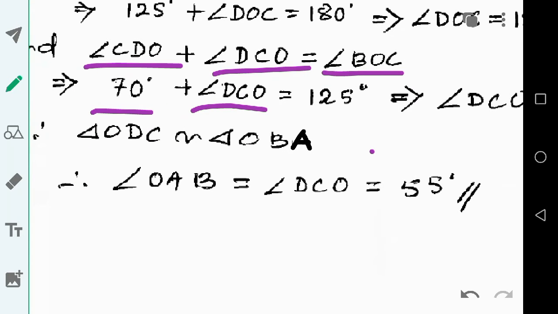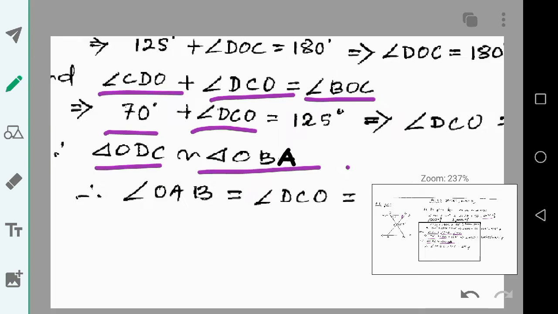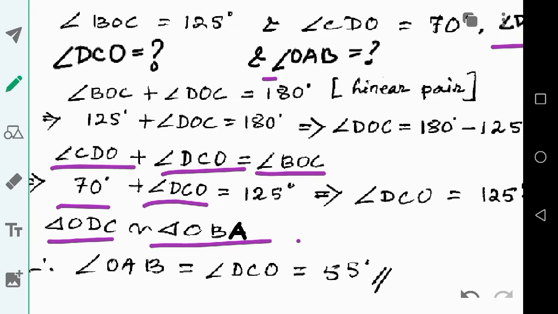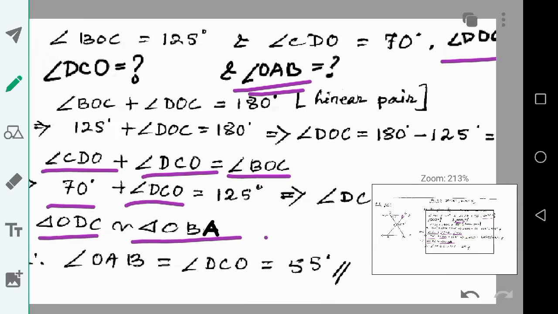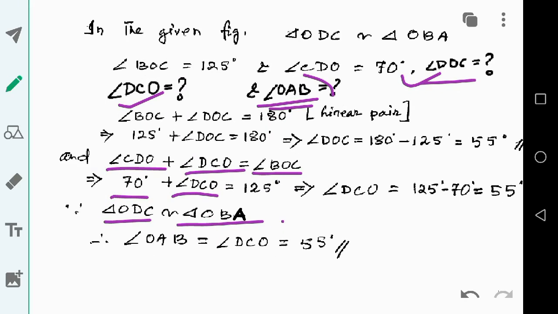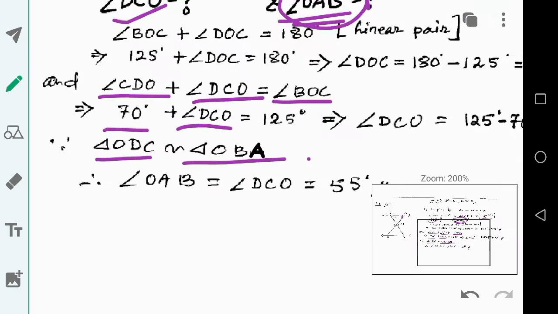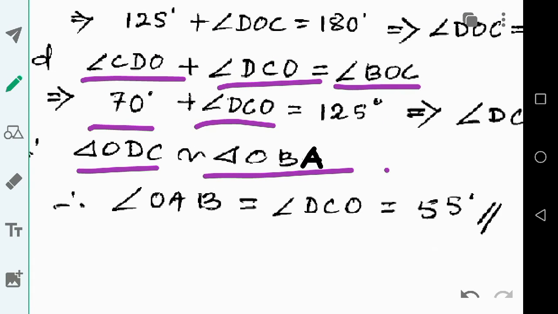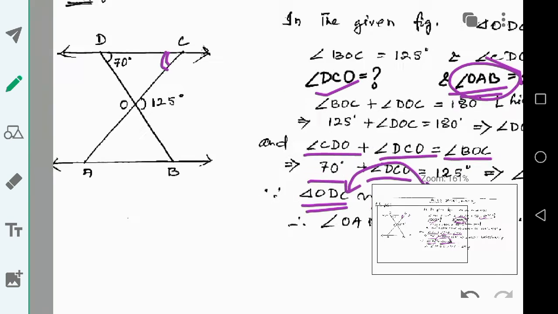Again it is given that ODC is similar to OBA, and we need to find now angle OAB. We have already found DOC and DCO, so now we need to find OAB. From this relation you can observe C and A are corresponding vertices. As these two triangles are similar, their corresponding angles must be equal.